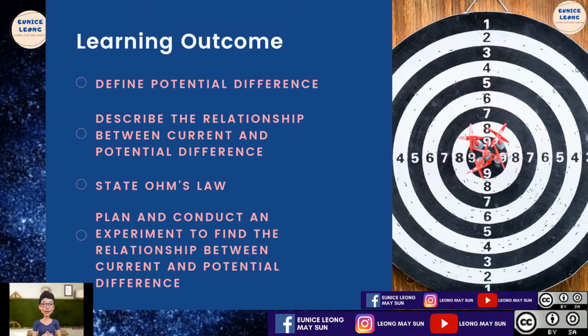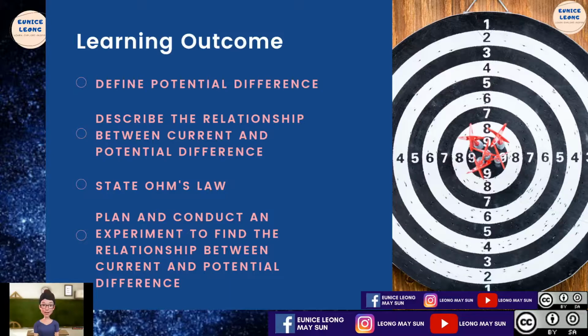Now, there are 4 learning outcomes that I need to achieve. Number 1, define potential difference. Number 2, describe the relationship between current and potential difference. Number 3, state Ohm's law. And number 4, plan and conduct an experiment to find the relationship between current and potential difference.